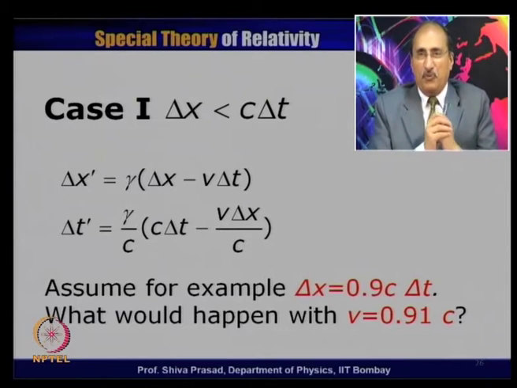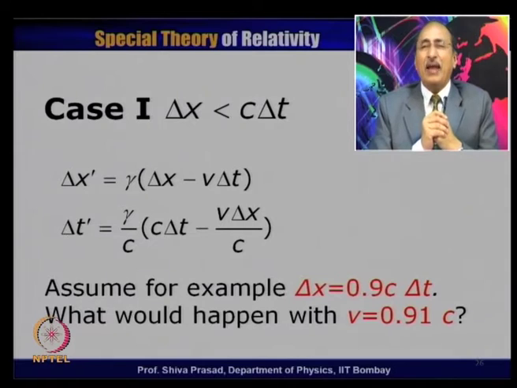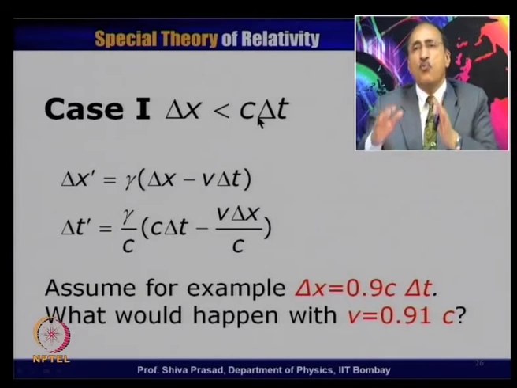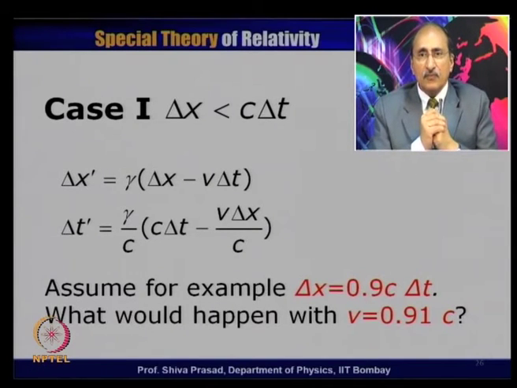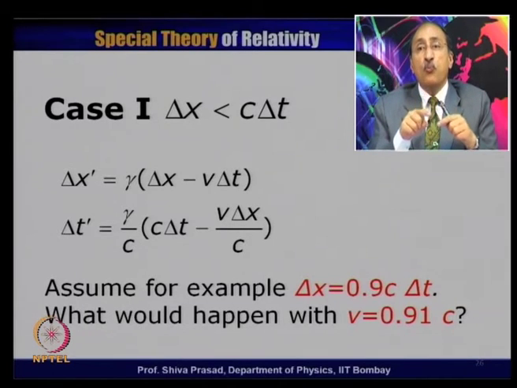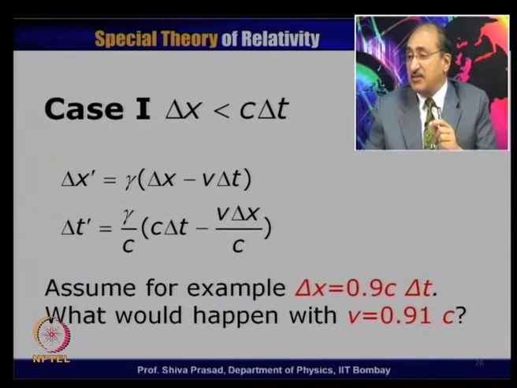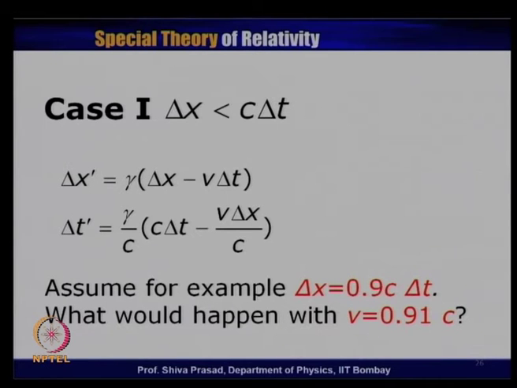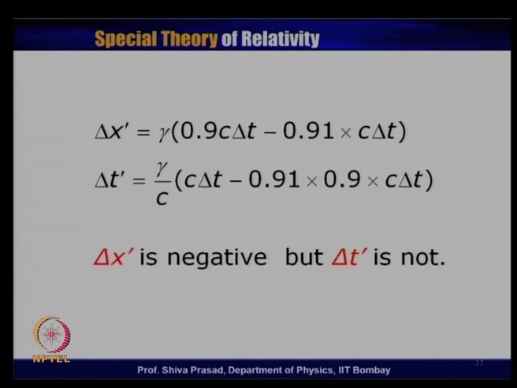Let us take a specific example. Let us assume that delta x is equal to 0.9 times c delta t. So delta x is less than c delta t, because delta x is only 0.9 times c delta t. Now, let us assume that v is equal to 0.91 c, which is slightly larger than this factor of 0.9. Let us substitute in this equation.